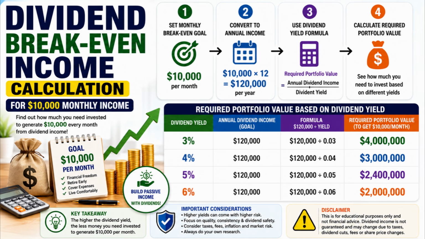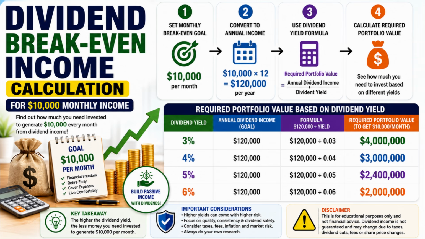First, set your monthly break-even income goal. In this example, the target is $10,000 per month. This amount could represent financial freedom, early retirement income, living expenses, or a comfortable passive income goal.